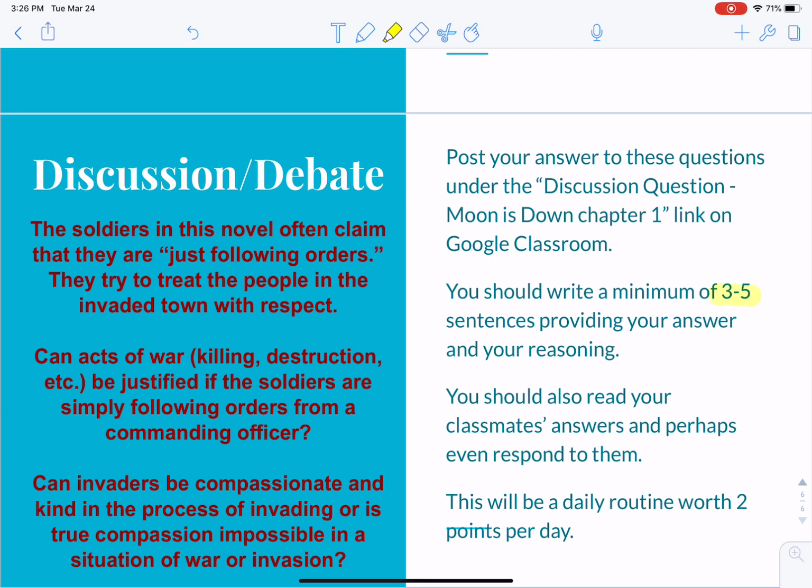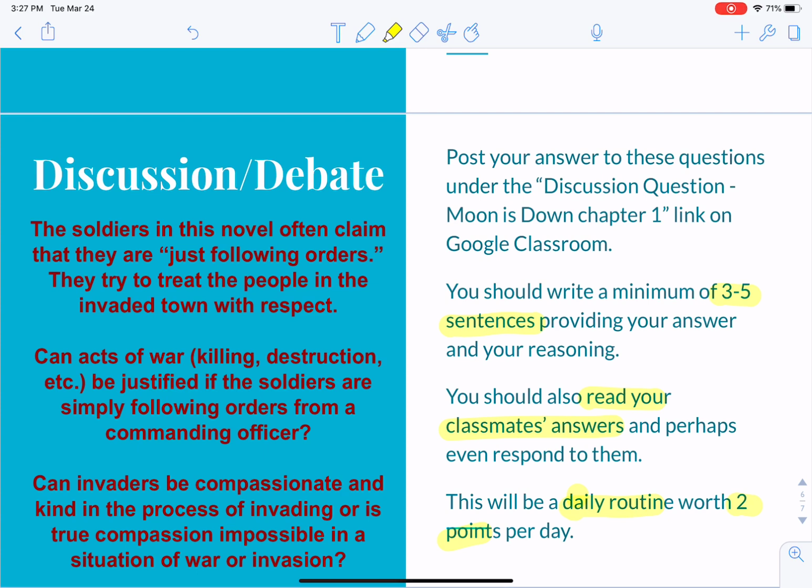And you're going to write a 3 to 5 sentence response, minimum of 3 to 5 sentences. Could be a little longer if you want to. I also want you to read your classmates' answers. So if the other people have posted already when you're on, that's great. You can see what they've said to some of these questions and respond. And this is going to be a daily routine, and it's going to be worth 2 points every day. So for each of the 8 chapters, we'll be doing this.